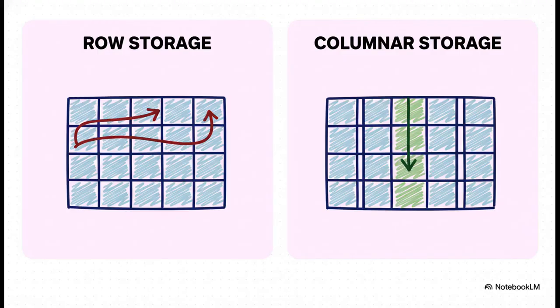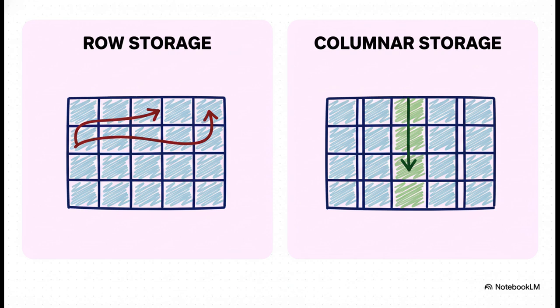So traditional databases, you can think of them like a spreadsheet. They store data in rows. Now imagine you have a table with, say, 100 columns, but your query only cares about one of them, maybe the average sales price. A row-based database has to read all 100 columns for every single row just to throw 99 of them away. It's so wasteful. Vertica completely flips that on its head. It stores all the values for column A together, then all the values for column B, and so on.